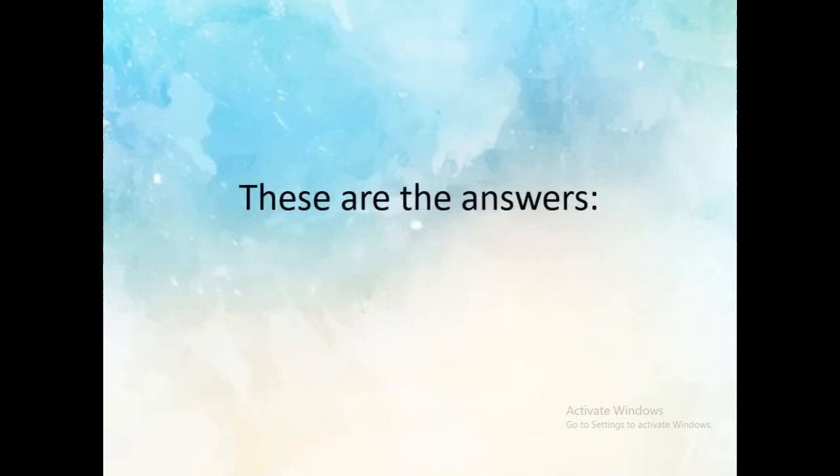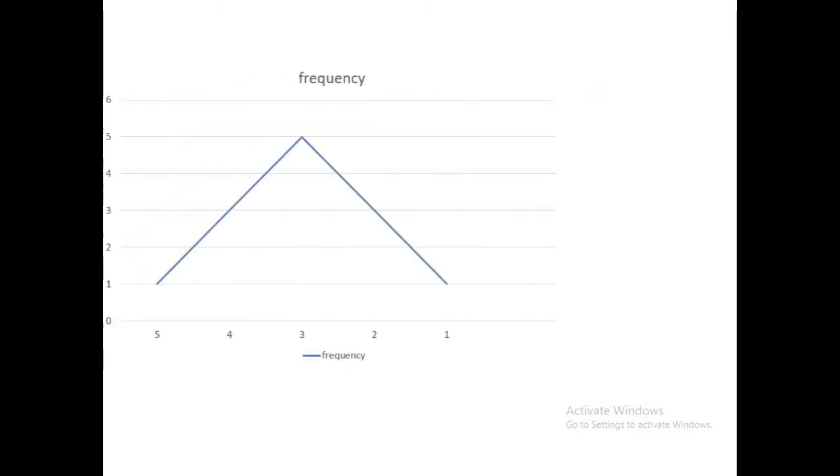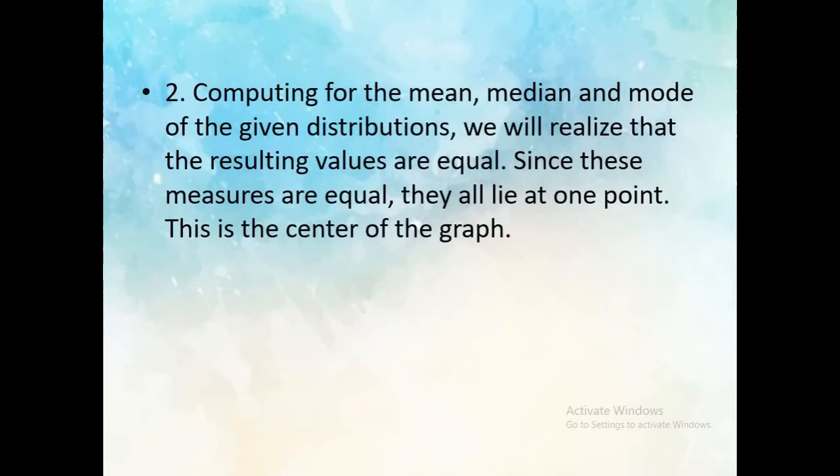These are the answers. The frequency polygon of each frequency distribution. This is for table 1, for table 2, and for table 3. Number 2 answer. Computing the mean, median, and mode of the given distributions, we will realize that the resulting values are equal. Since these measures are equal, they all lie at one point. This is the center of the graph.